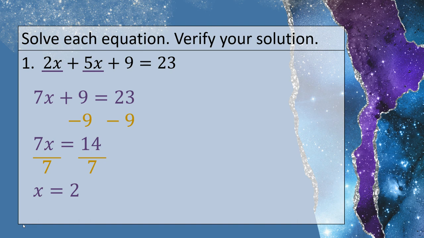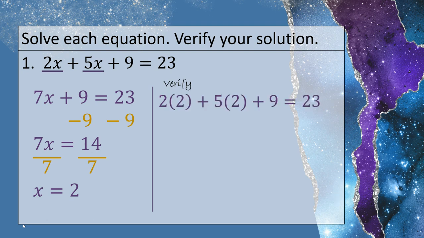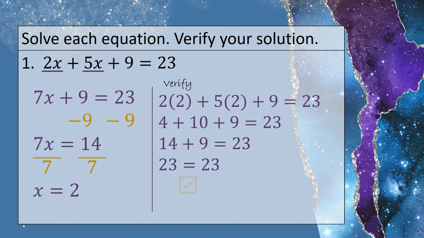Second part of our directions say verify your solution. So in order to verify, we will go back to the original equation, and everywhere there's an x, we are going to replace it with 2. And we're going to use our order of operations to evaluate. 2 times 2 gives us 4, and 5 times 2 gives us 10. And then adding from left to right, 4 plus 10 gives us 14, and then 14 plus 9 gives us 23. So we're left with 23 equals 23, which is a true statement. So that verifies that x equals 2 is the correct solution.